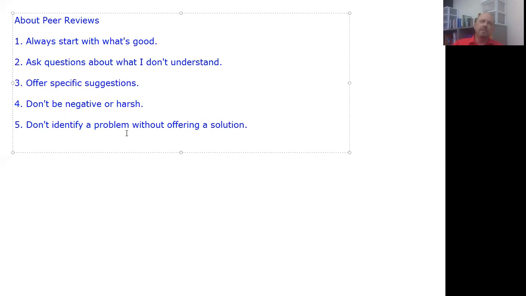And then, as has already been alluded to, don't offer, no, wait, I'm doing that backwards. Don't identify a problem without offering a solution, right? So if I notice a word is misspelled, but I don't know how to correctly spell it, I might want to do a little bit of research about that so that I'm as helpful as I can be. Anyways, but we're not really looking at spelling on revising, so I'm not sure why I said that.